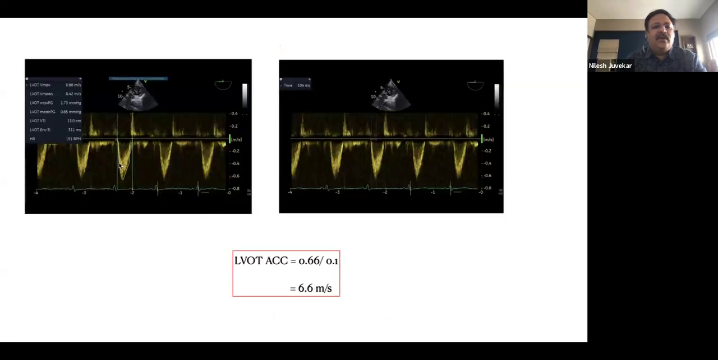So we have taken this LVOT outflow tract Doppler velocity profile. When we trace this, we get the LVOT Vmax value, which here is 0.66 meters per second. And going to the time function, from the beginning of the LVOT Doppler velocity profile to the peak of the Doppler velocity profile, we take this time. So this time is 104 milliseconds, which we have taken as 0.1 seconds. So this LVOT ejection acceleration becomes 6.6 meters per second. So there is a mild LV systolic dysfunction in this particular case.